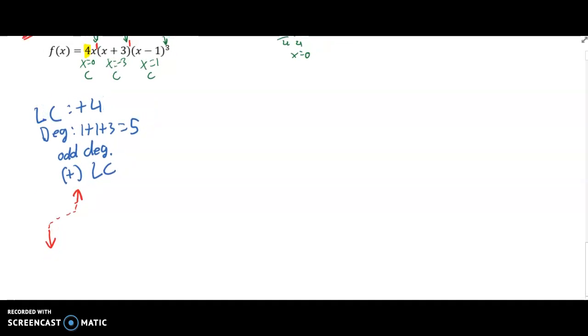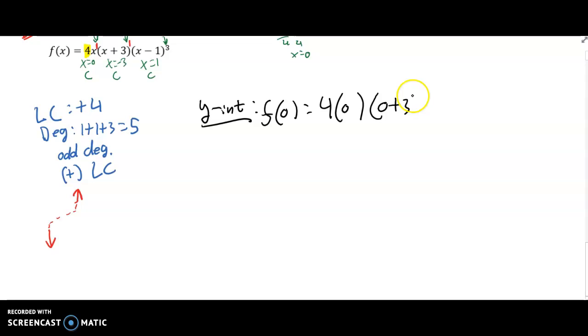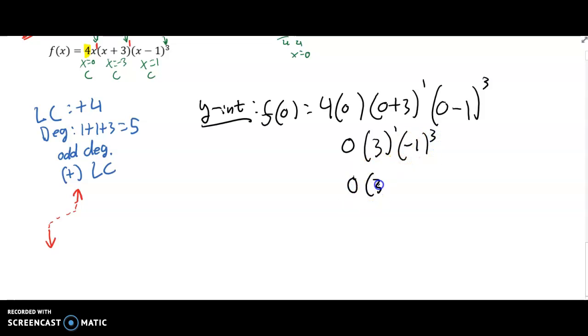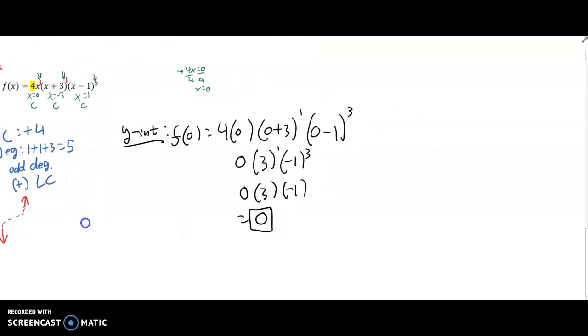Okay, the last thing we need is our y-intercept. So I get f of 0, 4 times 0, times 0 plus 3 to the power of 1, times 0 minus 1 cubed. 4 times 0 is 0, 0 plus 3 is 3, 0 minus 1 is negative 1. So 0 times 3 times negative 1 cubed, which is negative 1. This will all come out to be 0. Okay, we have all the information we need to go ahead and graph now.